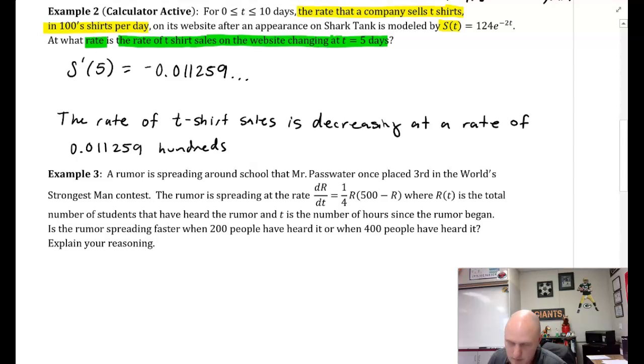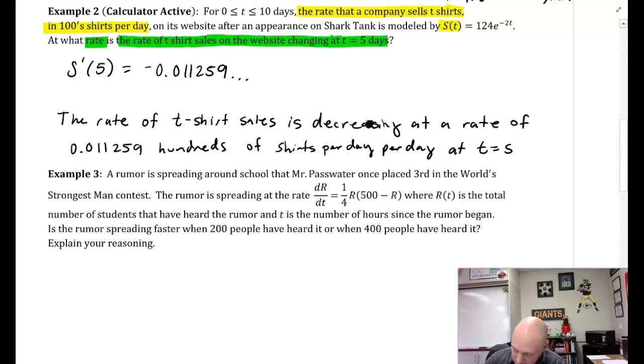hundreds, because remember it is in hundreds of shirts per day. That's what S of t is in, right? Remember that's a rate. S of t is in shirts per day, and then we just took the derivative of that, so it's per day again, shirts per day squared, at t equals 5 days. Okay, and then there is our context.